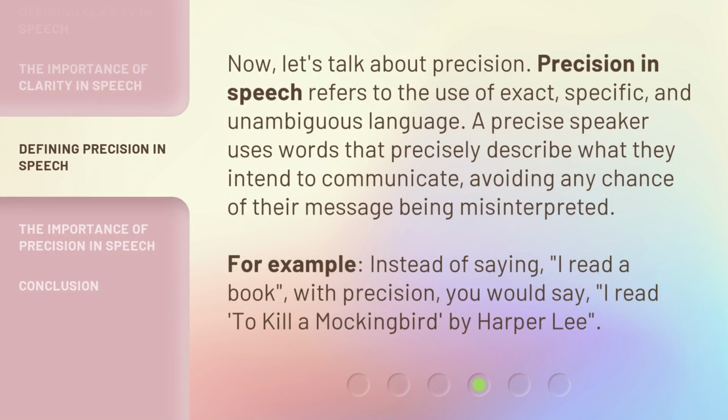Now, let's talk about precision. Precision in speech refers to the use of exact, specific, and unambiguous language. A precise speaker uses words that precisely describe what they intend to communicate, avoiding any chance of their message being misinterpreted.